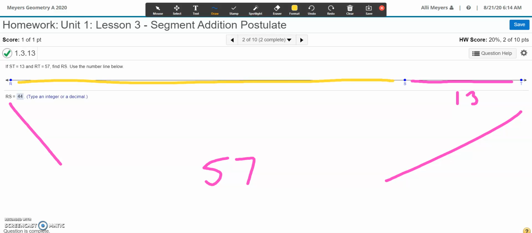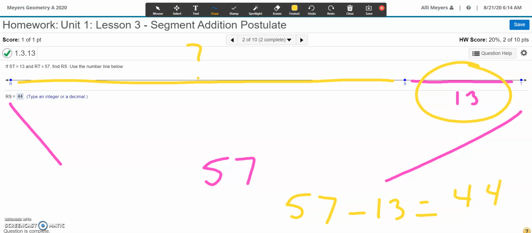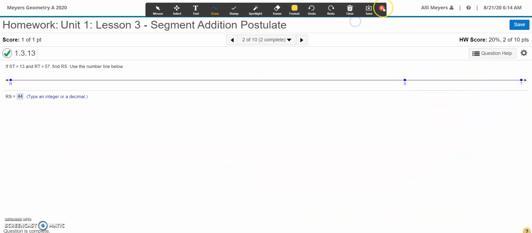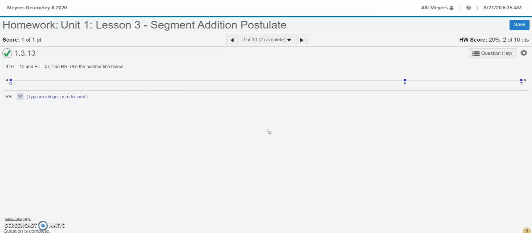So the segment addition postulate just says if you add the two pieces together, it should equal the whole thing. So they gave me the whole thing, so I'm going to work backwards, and I'm going to take the whole thing minus this little piece, and that's going to give me that guy. So 57 minus 13, that's where I got my 44. That has to be this part right here. Like I said, hopefully those first two aren't terrible for you. Let's go on to number 3.